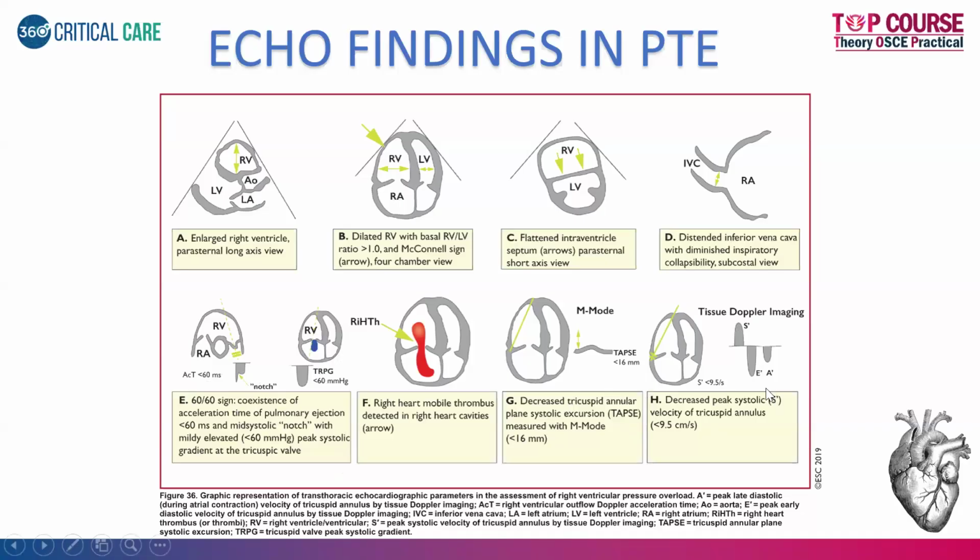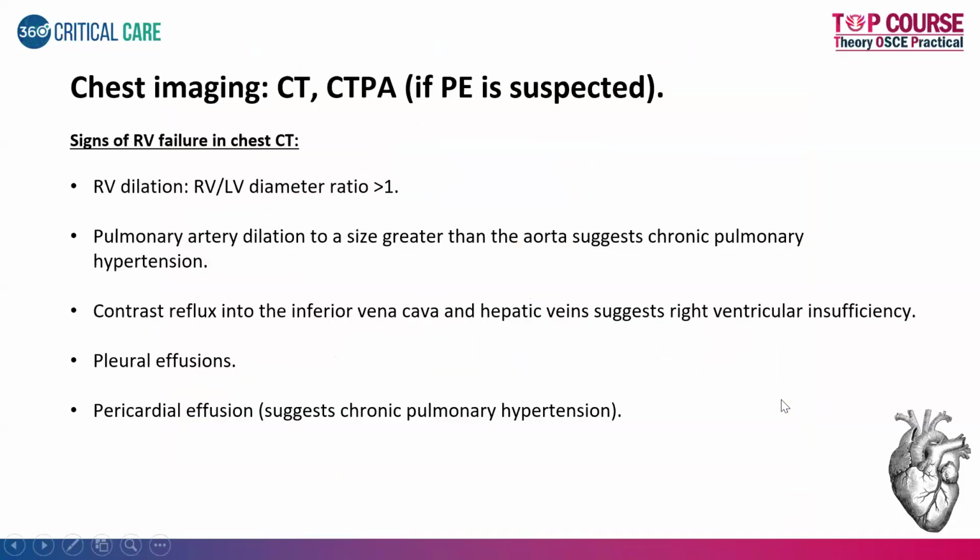Usually there is decreased velocity of the S wave, less than 9.5 centimeters per second. What are the other imaging modalities that can help us understand right ventricular failure better? Probably to majorly evaluate the cause for RV failure, we use a CT. CTPA is best used if you want to think about pulmonary embolism.